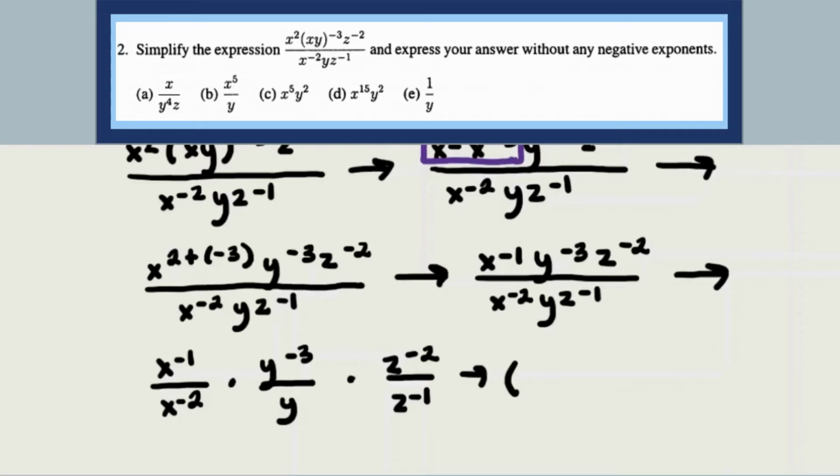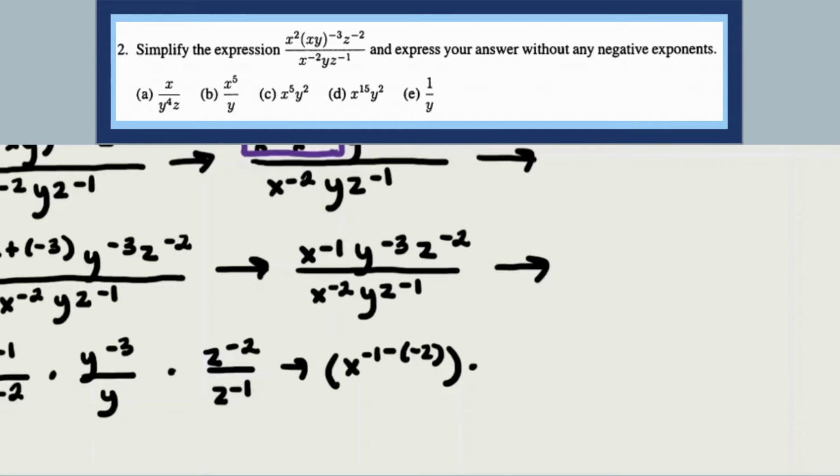That's the same thing as saying x to the negative 1 minus a negative 2. We also have y to the negative 3 divided by y, and that's the same thing as saying y to the negative 3 minus, we don't have it there, but that's technically a 1, so that's just going to be minus 1. And then lastly, we have z to the negative 2 over z to the negative 1, which is the same thing as saying z to the negative 2 minus a negative 1.